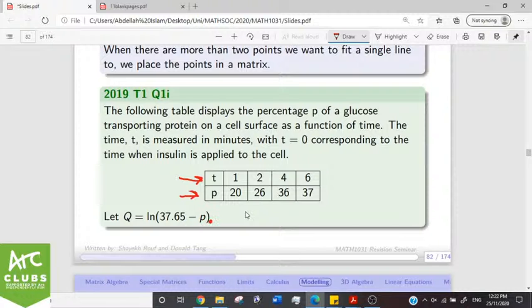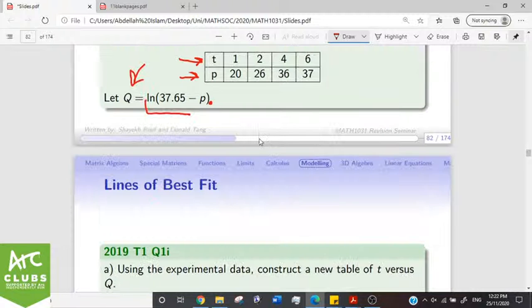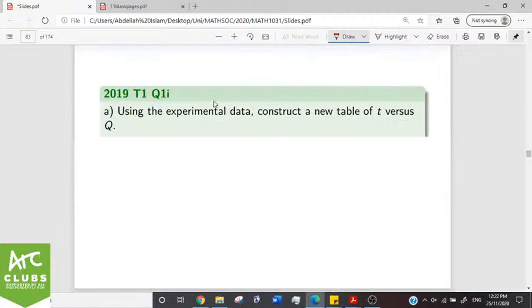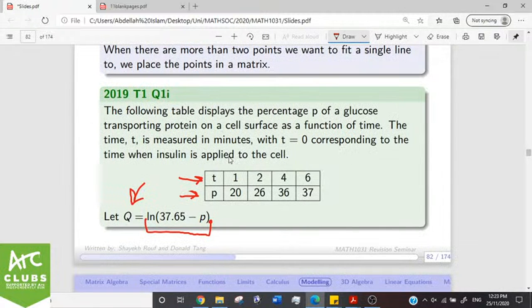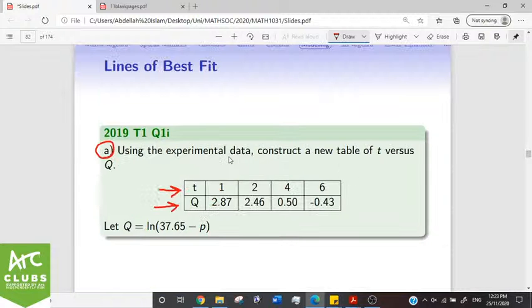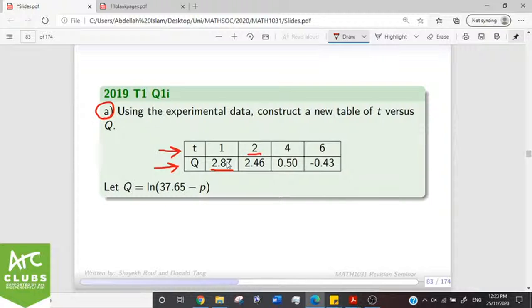So what's going on here is that they want us to measure Q, and Q is given by this log. And for the first part in this 2019 question, they're asking us to make a table of T versus Q. So we plot T here, plot Q here. So T equals 1, P is 20. So we plug 20 into the Q formula, and we get this out. When T equals 2, P is 26. We plug 26 into the Q formula, we get that out, etc., etc. And we just keep doing that for all the values of T. And so we have this table of values.